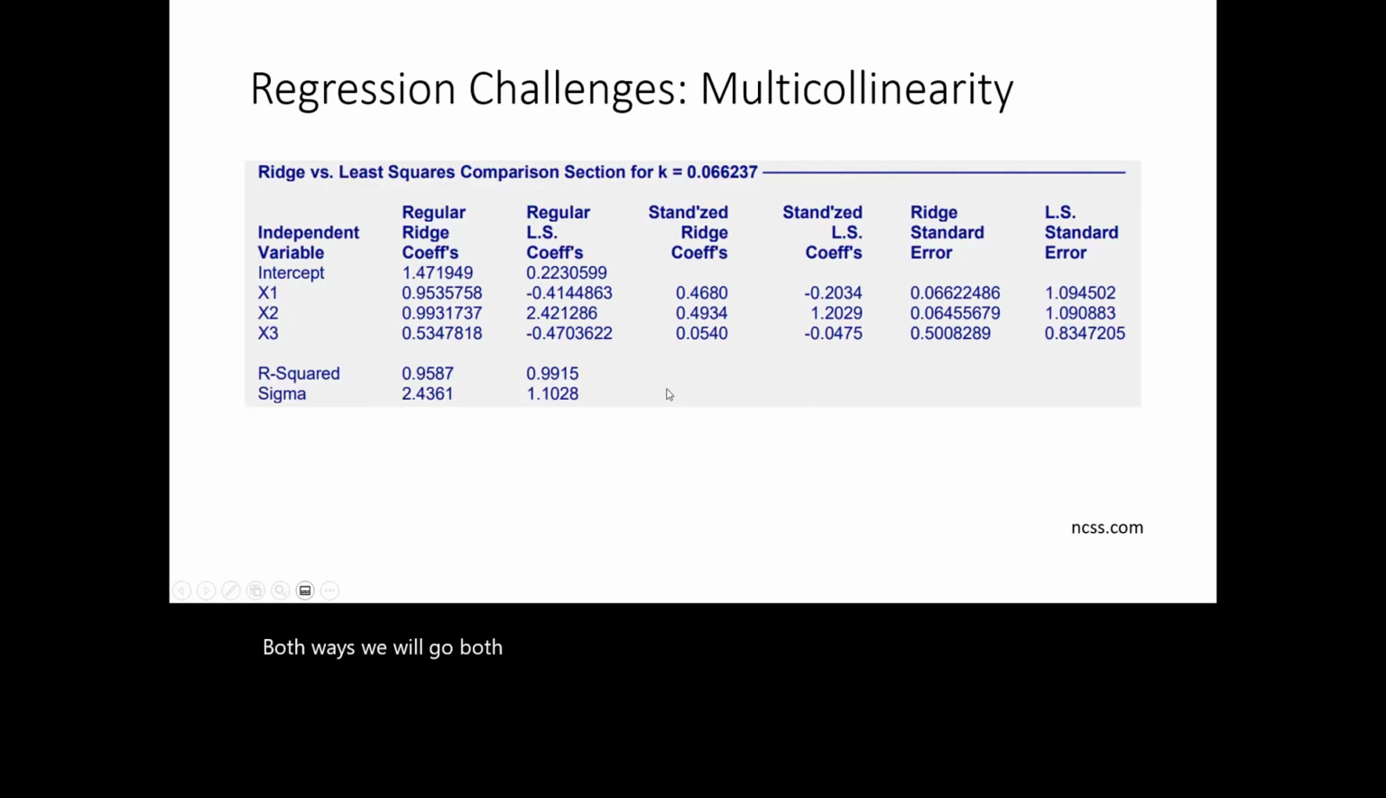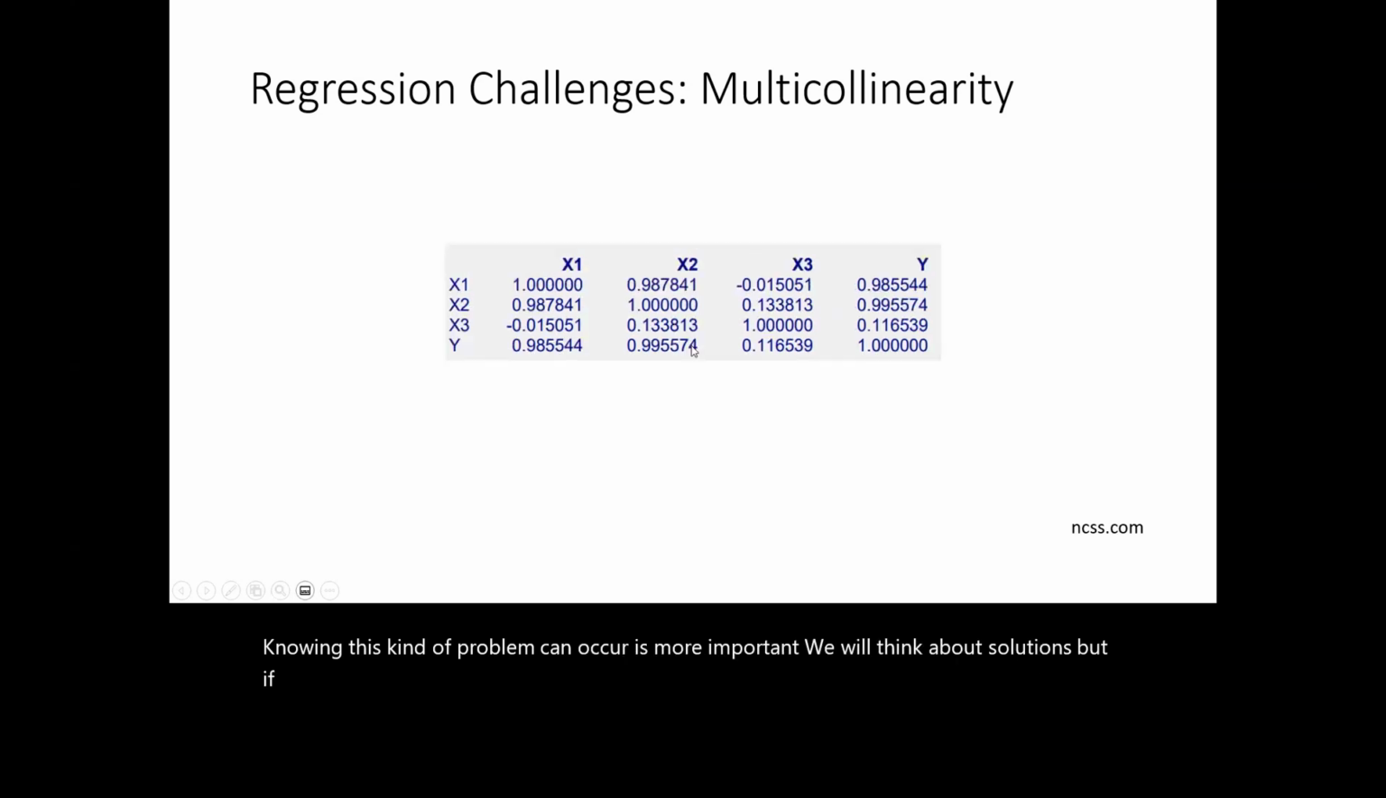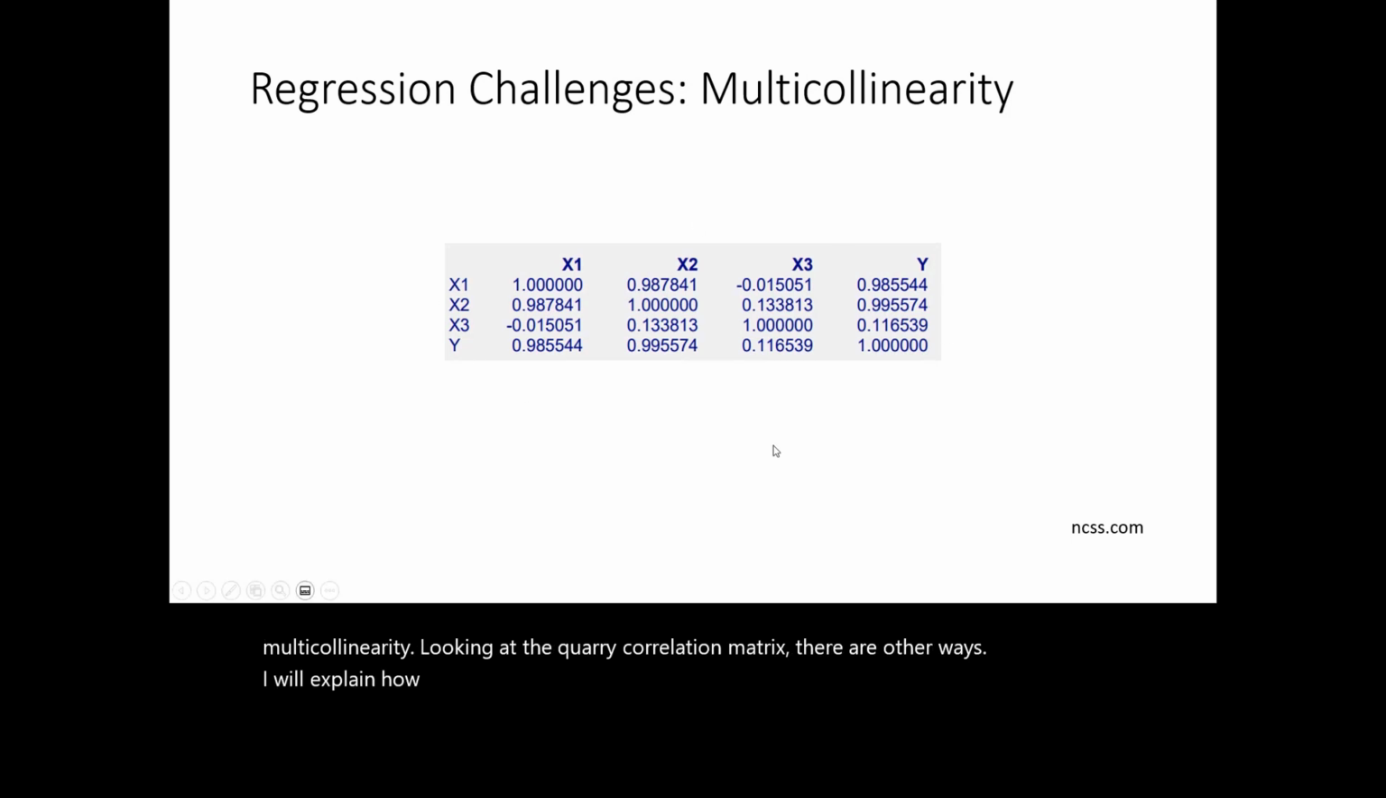After we appreciate the problem, there are solutions, but knowing this kind of problem can occur is more important. We will think about solutions, but if we understand multicollinearity, looking at this is one way of detecting multicollinearity, looking at the correlation matrix. There are other ways. I will explain how. But to keep things connected to regression, let's look at the correlation matrix.